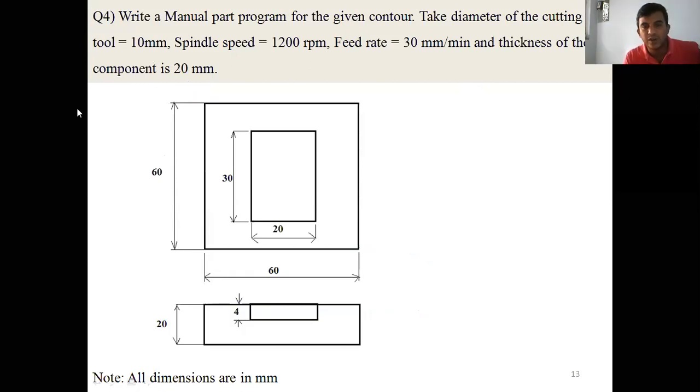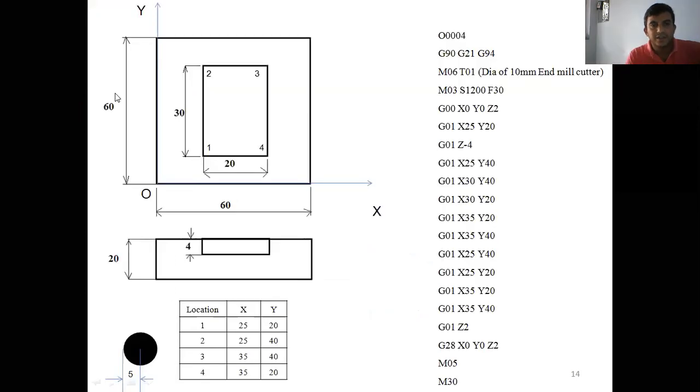Is there any doubt regarding this? Now you can see that the diameter of the cutter is given as 10 mm. Radius becomes how much? 5 mm. First you fix the horizon of the workpiece by taking the bottom left corner as the horizon. This is the x-axis, y-axis. The intersection of the x and y-axis is called the horizon O: x0, y0, z0.